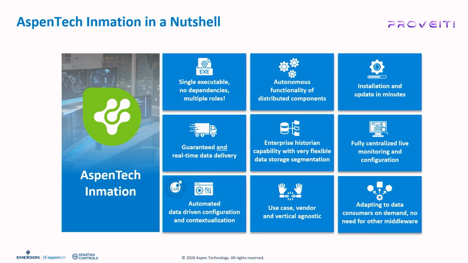We have the autonomous functionality of the distributed components. So we'll get into the components later, but these components are expected to run in case of network outages or a parent somehow dies or burns down, right? So this is built into this software, autonomous operation. If we architect a solution for something to run autonomously in a certain network segment, it will run autonomously.